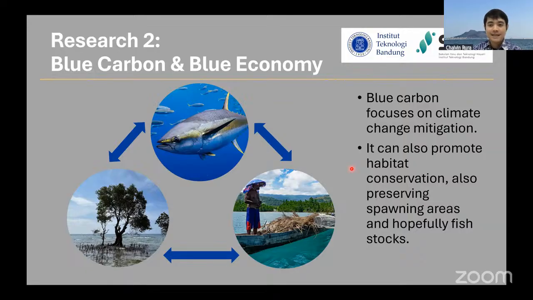But the side effect is that because we're trying to preserve blue carbon, it also conserves the habitat. And because the habitat provides many ecosystem services and regulation, it can also protect the spawning area and hopefully fish stock. So everything is connected in coastal and marine ecosystems.